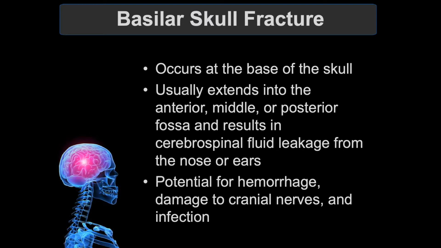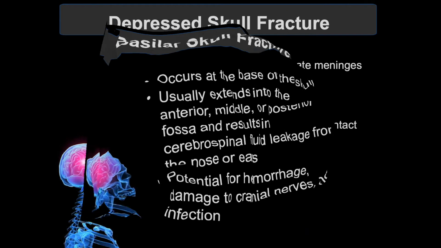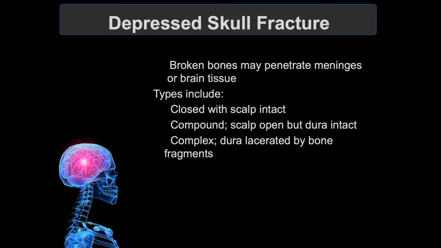A depressed skull fracture is when the bone is pressed inward into the brain tissue to at least the thickness of the skull. This means that broken bones may penetrate meninges or brain tissue. Types include closed with the scalp intact, compound with the scalp open but the dura intact, and complex with the dura lacerated by bone fragments.